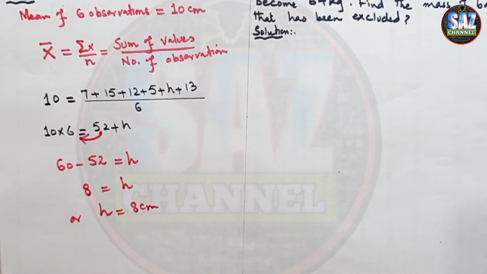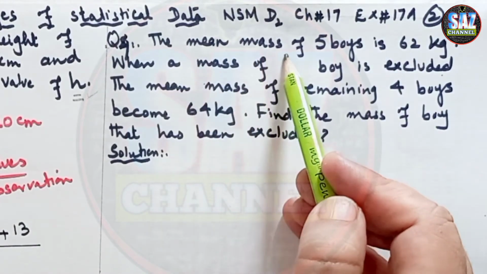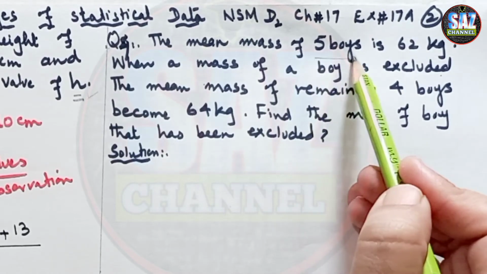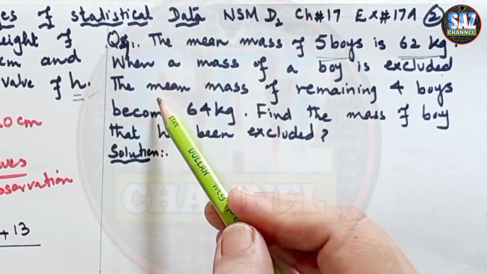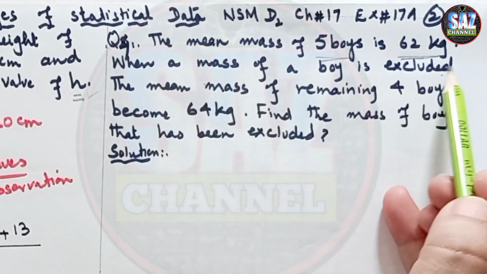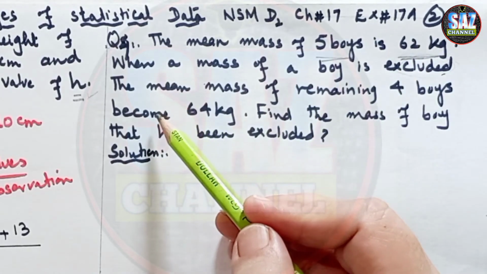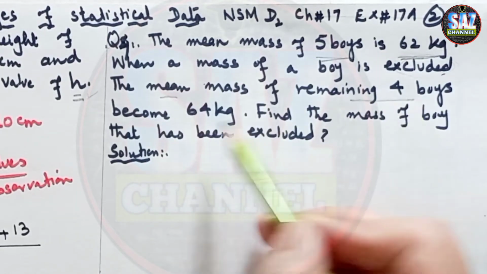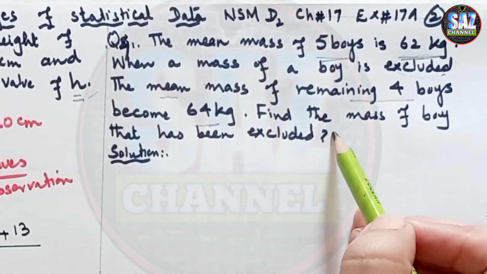And let's move to the next question, and let me read the question from the book. Question 4 says, the mean mass of 5 boys is 62 kg. When the mass of a boy is excluded, the mean mass of the remaining four boys becomes 64 kg. Find the mass of the boy that has been excluded.